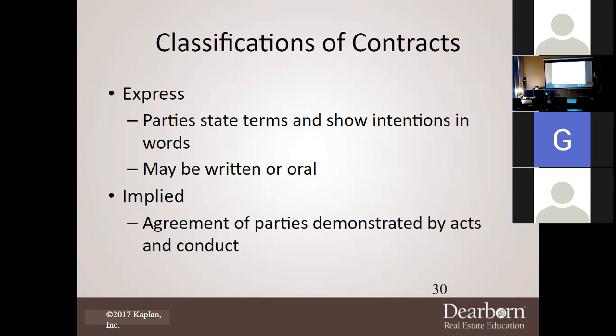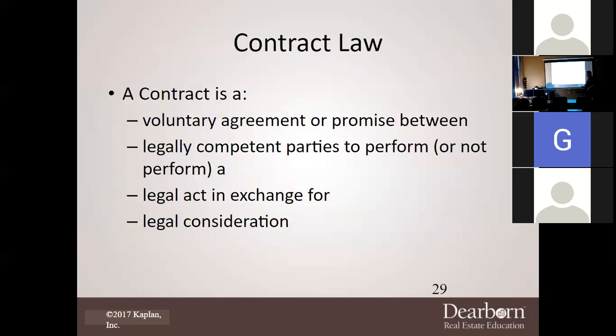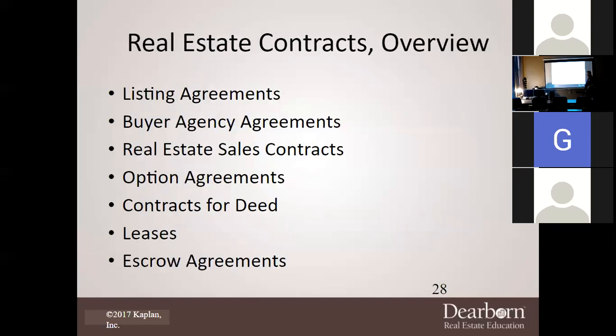Okay. Now, another way that you can have a contract is through the agreements of parties that are demonstrated by their acts or conduct. This is where you run into, this big part right here is more focused on what type of relationship. What are we talking about back here? Types of relationship? Agency relationship. Okay? Because the listing and the buyer agreement here, all right, this allows me to represent somebody.